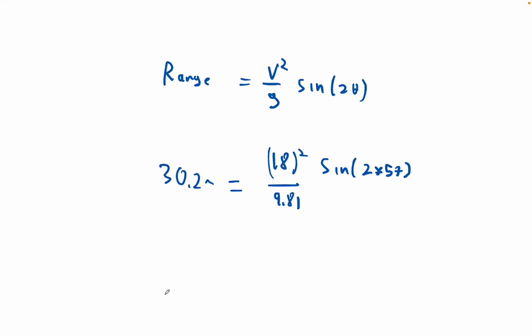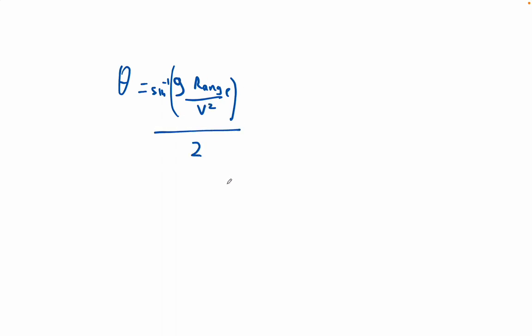So remember that the range equation, if you solve it for the angle, that's going to be the inverse sine of g times the range over v squared, right? And if g times the range is bigger than v squared, you're going to get a domain error on this thing, okay?